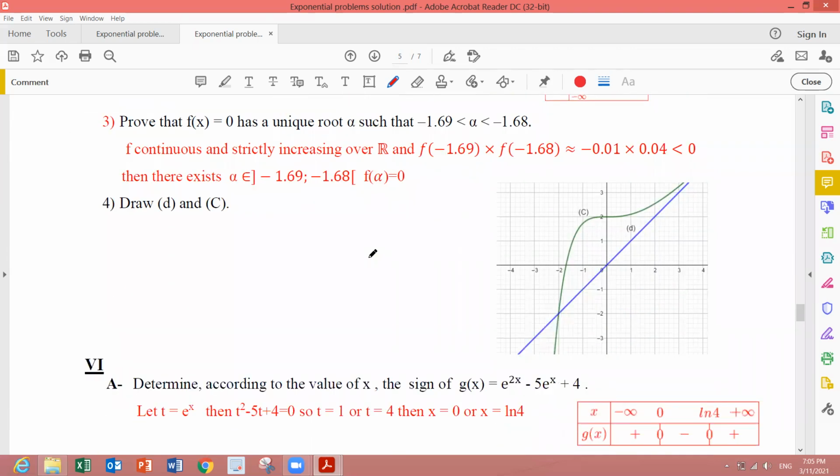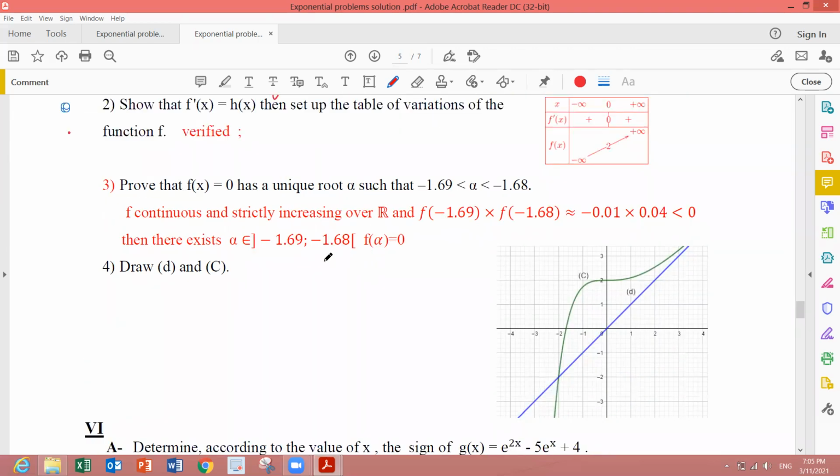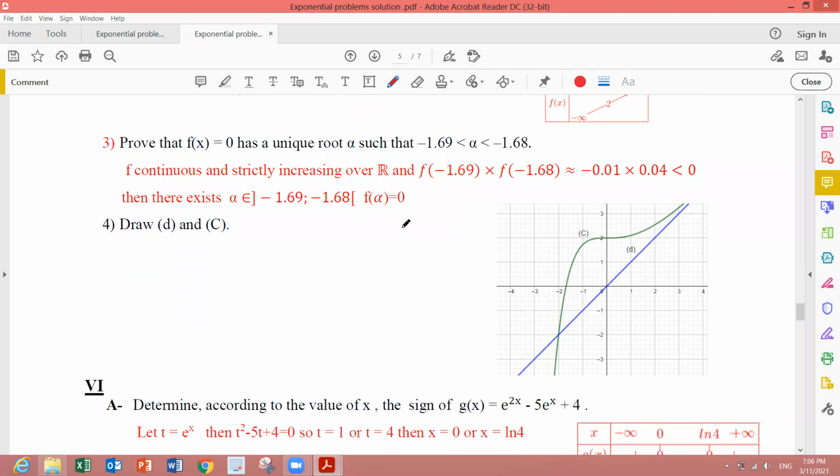Prove that the equation f(x) equal to 0 has a unique root alpha, and alpha is between minus 1.69 and minus 1.68. F is continuous and strictly increasing over [minus 1.69, minus 1.68]. Then f of minus 1.69 is negative, f of minus 1.68 is positive, so the equation f(x) equal to 0 has one root alpha.